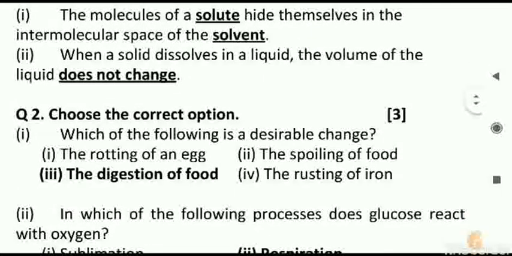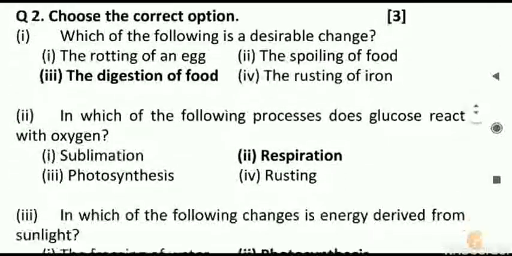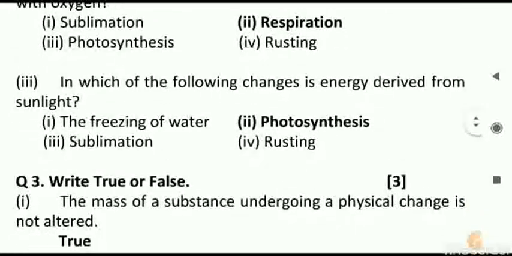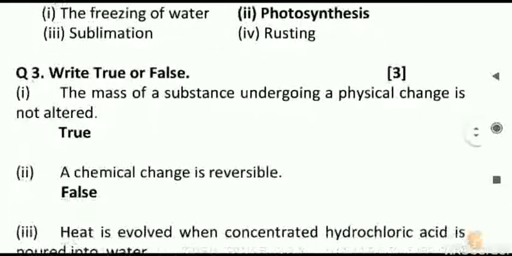Next, choose the correct option. First one, which of the following is a desirable change? Answer is digestion of food. Next, in which of the following processes does glucose react with oxygen? So answer will be respiration. Third part, in which of the following changes is energy derived from sunlight? So energy is derived from photosynthesis. Answer is second part, photosynthesis.